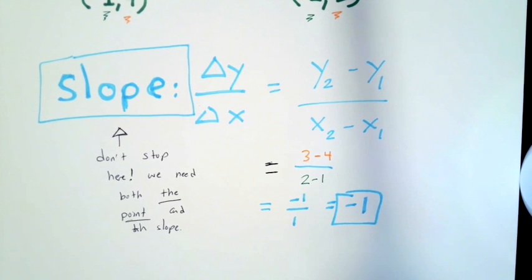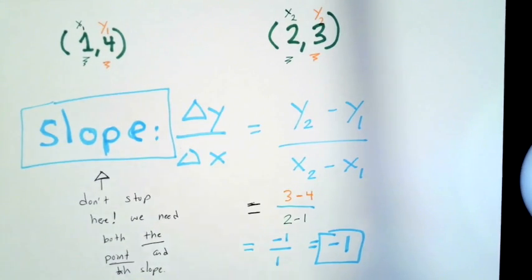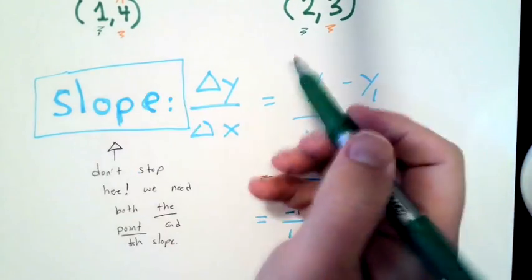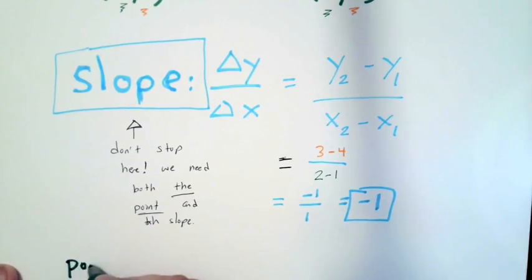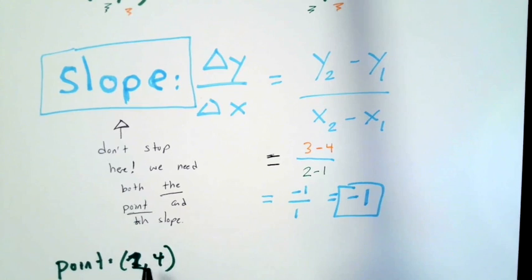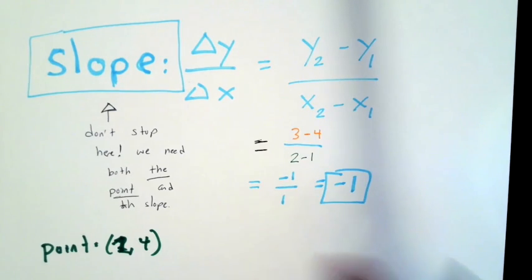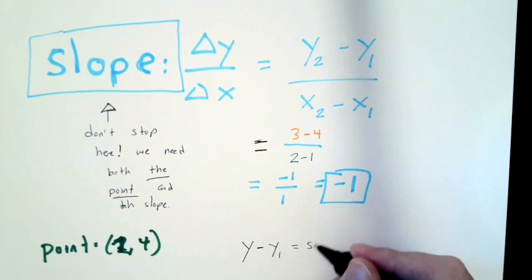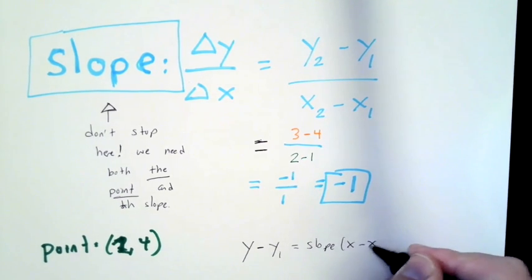So now the question is, can we find a point out of the information that we have? In fact, we have 2 points, don't we? So we actually have 2 options. I'm going to take the point (1, 4). If you wanted to take (2, 3), it wouldn't hurt anything. And so now I'm taking this point (1, 4), and I'm going to take the point and the slope that I have and put this into point slope form. y minus y1 equals slope times x minus x1.